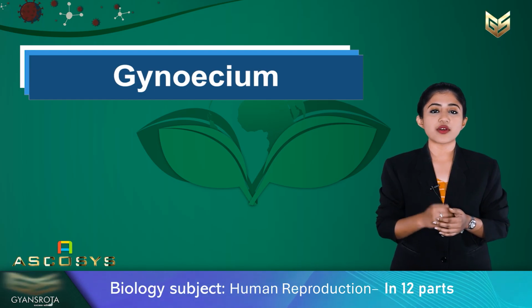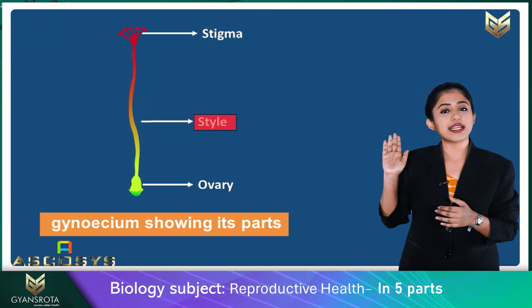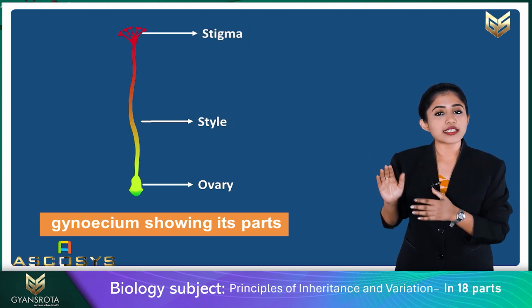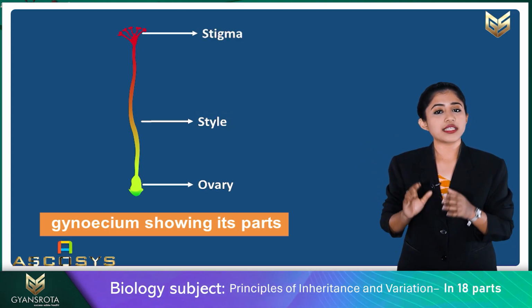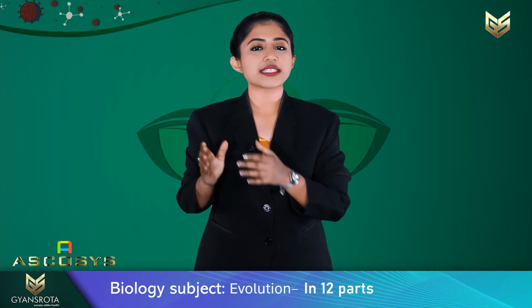Now, what does this gynoecium contain? It contains an ovary, then a style and then a stigma, right? So, this is how a gynoecium looks. This gynoecium is also called pistils or carpels. Now, you are going to see some pictures of these carpels.